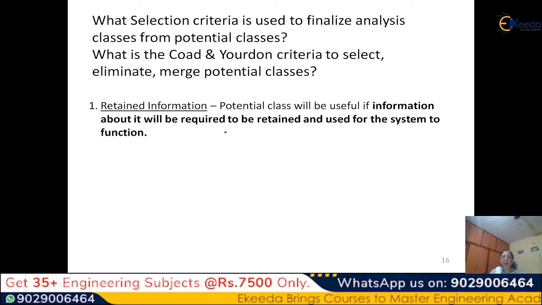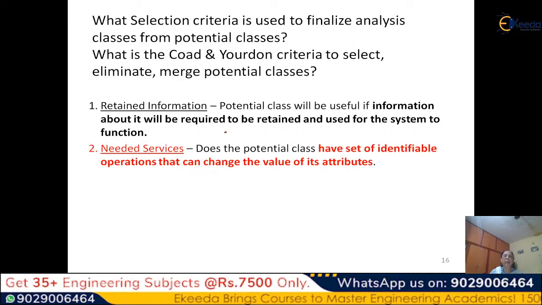And once we have created the potential classes, is there any method by which we can select which are the actual classes and which are not the actual classes? Can we merge them? Can we eliminate them? Can we select only a few of these? Because initially, if you take a page of a process narrative, you may get 100 potential classes, but all that may not be required in your system. So you will have to simplify it.